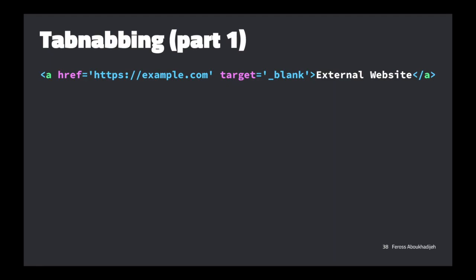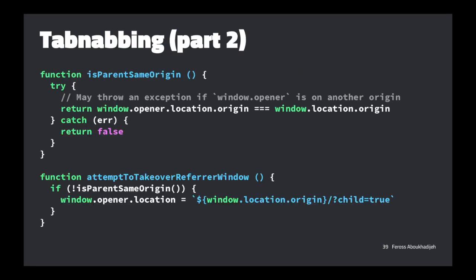So this is really bad. It's called tab nabbing. This is some code for maybe how you would do it. So here's the idea. This is a function that detects if we are on the same origin. Basically, we only want to navigate, and this is how you do it. window.opener is going to point to the Facebook Messenger page, and we're just going to navigate it to our own site. That's the idea here.